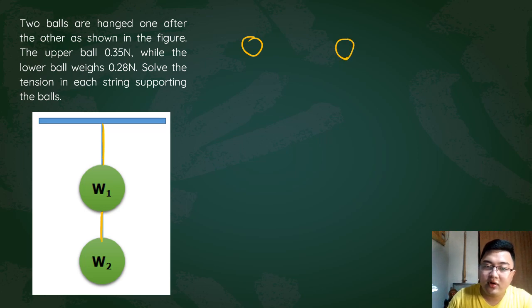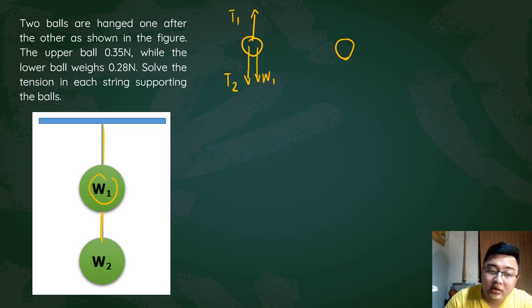For the first ball, the upper ball, you have the tension. Let's label that as tension 1. Then you also have the weight 1. Now, aside from tension 1 and weight 1, you also have another tension here. Why? This is your ball 1, and you have a rope exerting a force above it and another rope exerting a force below ball 1.